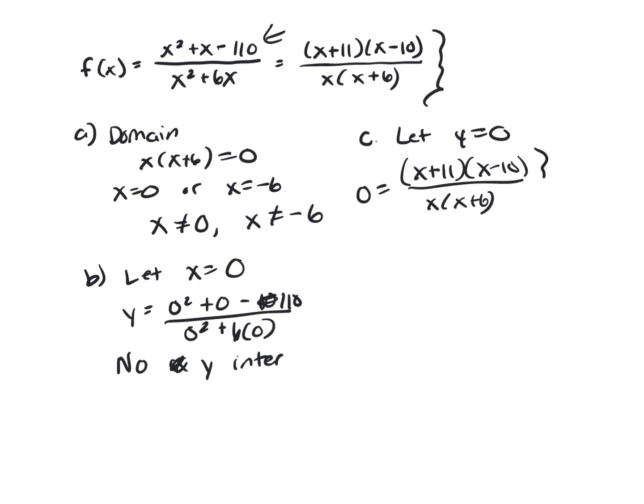And the only way a fraction can equal 0 is if the numerator equals 0. So that means your x-intercepts are x equals -11 or x equals 10.